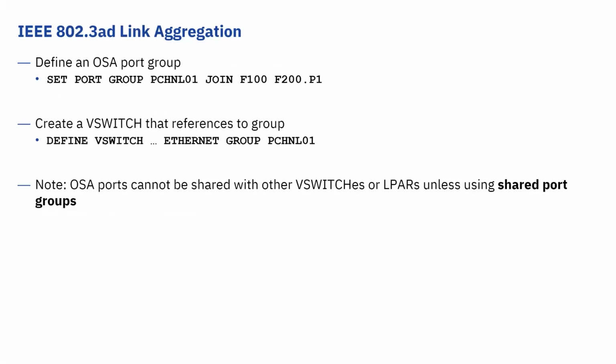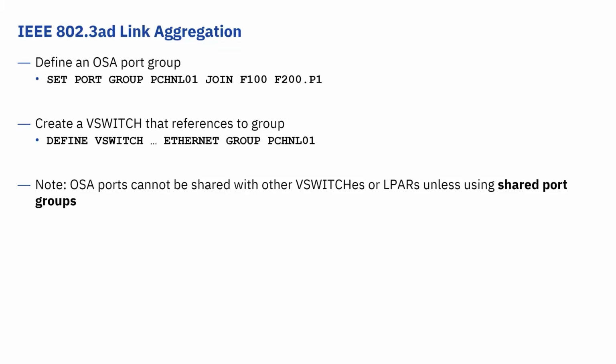Now, what I'm showing here is the complex way of setting up an OSA port group. You simply say set port group, give it a name, and tell it what OSAs, up to 8 OSA ports, that you want in there. This one's got 2 OSA ports. Then you create a vSwitch and you reference the name of the port group. You're now done, okay? So it takes the OSA membership away from the vSwitch, okay? The vSwitch no longer has device numbers in it. It just has the name of a port group, right?